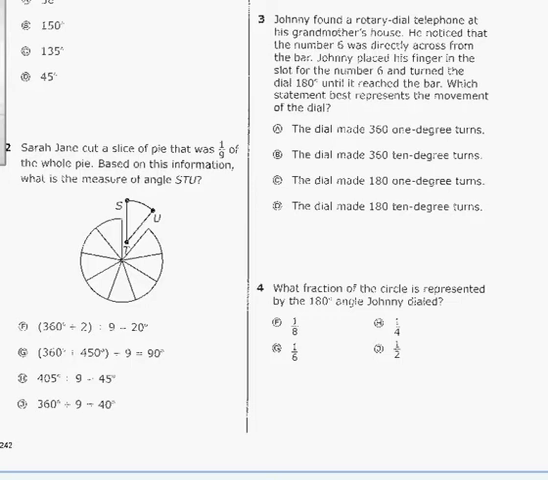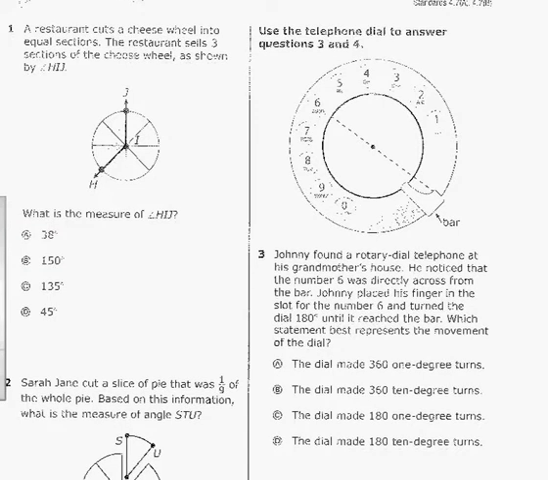Question number 3 says, use the telephone dial to answer questions 3 and 4. Question number 3. Okay, Johnny found a rotary dial telephone at his grandmother's house. He knows that number 6 was directly across from the bar. Johnny placed his finger in the slot for the number 6 and turned the dial 180 degrees until it reached the bar. Which statement best represents the movement of the dial?